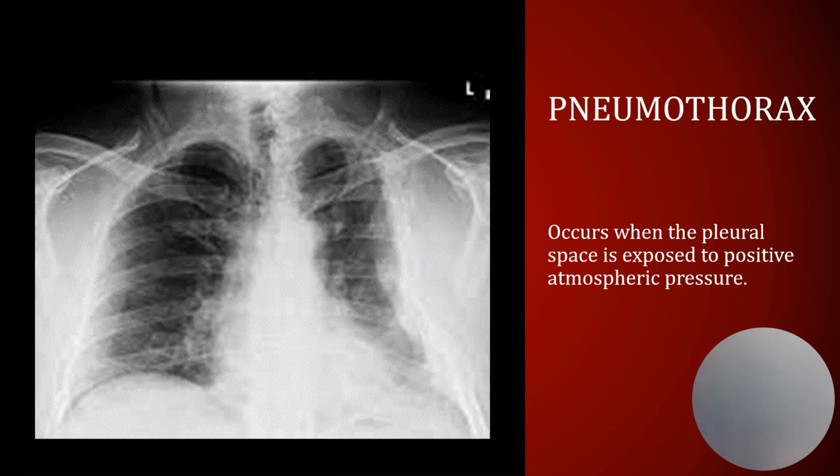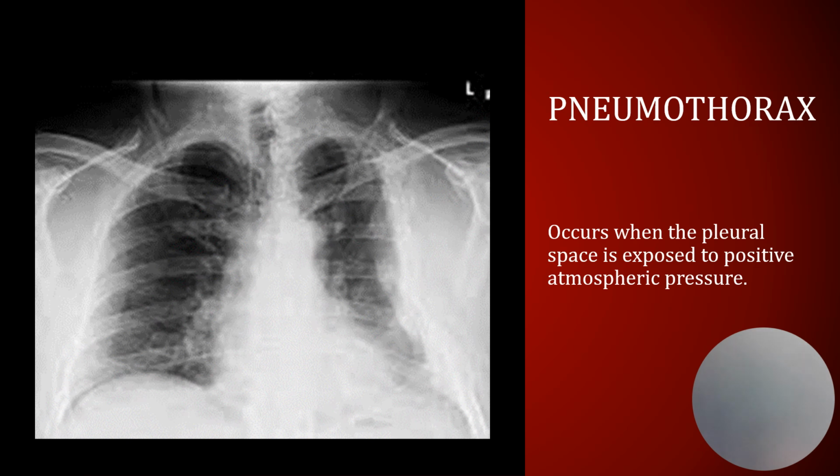Now, if bleeding occurs into the chest cavity, we call this a hemothorax. Hemo standing for blood. If it's less than 1,000 mLs of blood, we consider that a mild hemothorax. If it's greater than 1,000 mLs of blood, we consider that a severe pneumothorax.